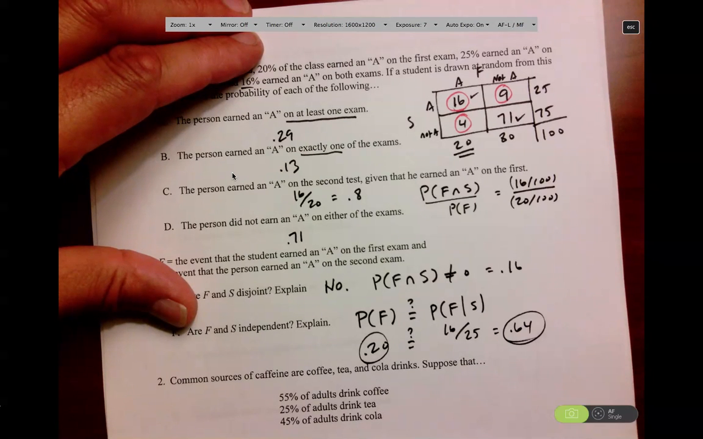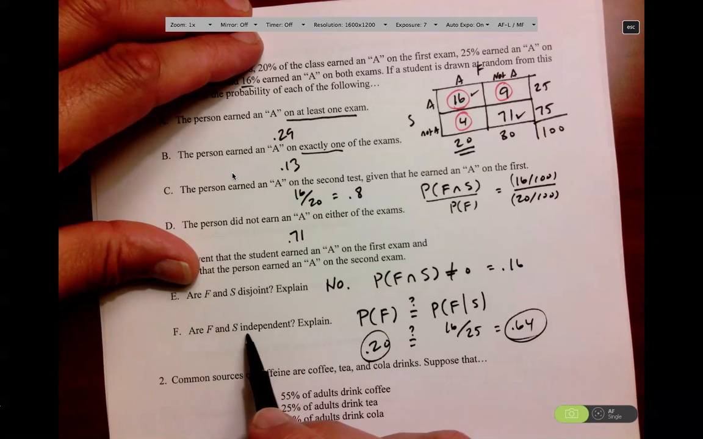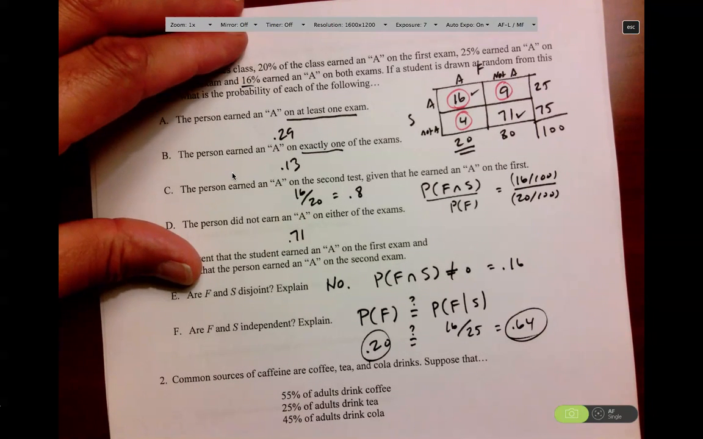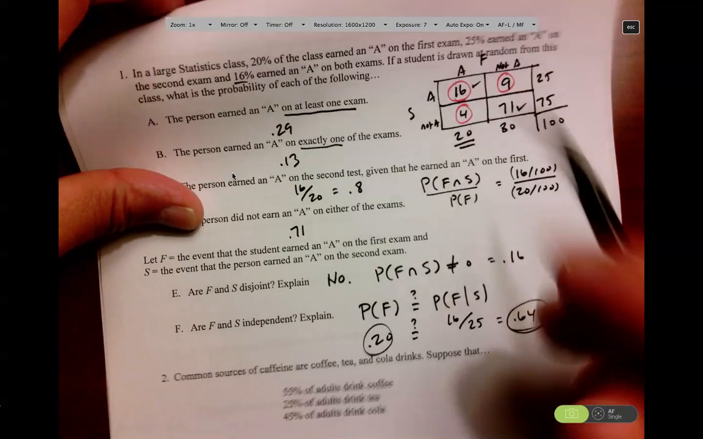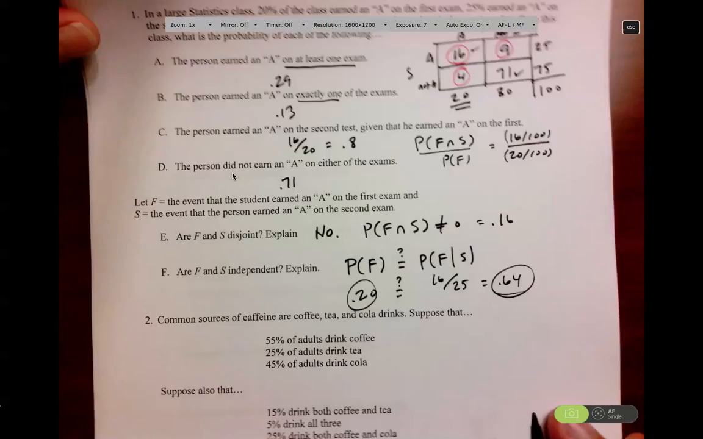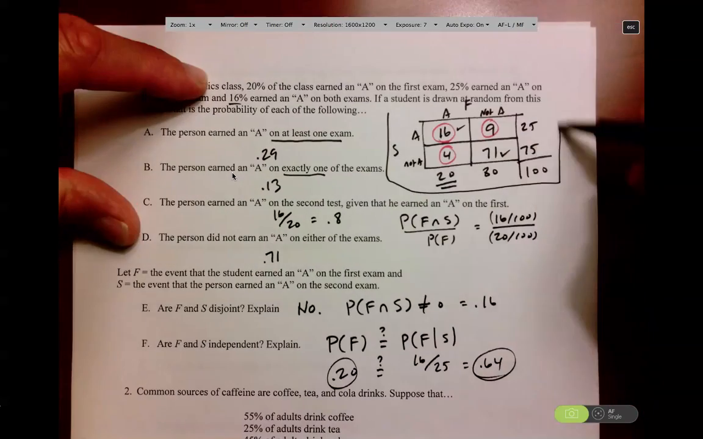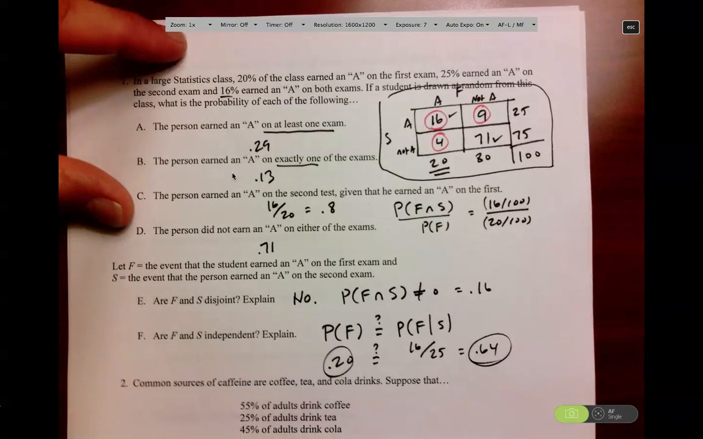20% is not 64%. Okay, so these are not independent. Okay, these probabilities are not the same thing. All right, so I'm going to tell you that conditional probability like this is a little bit different to think about, and there's a lot of places to make mistakes, and I think being able to organize some information in a table like this a lot of times is very beneficial.